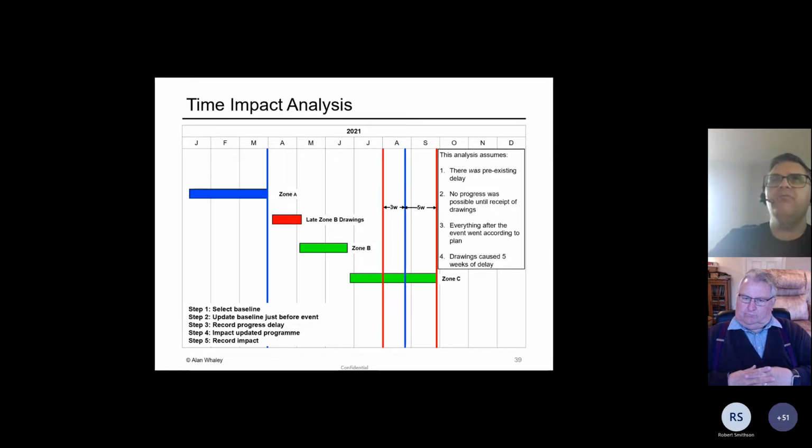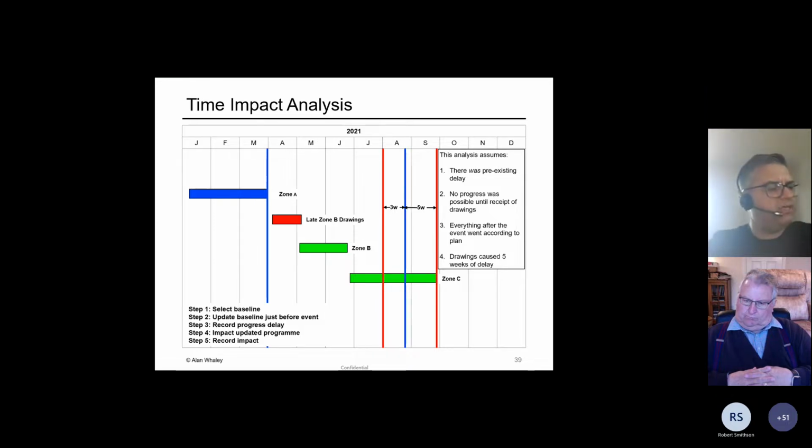Now, the challenge here is that we're relying on several assumptions. The first is that we think there's no progress that was possible until we received these drawings. The second is that zone B here must also delay zone C because that's what the program says. There's a logic link in the program. So without doing zone B according to the program, we can't possibly start zone C. And if all those assumptions are correct, then these drawings probably did cause 5 weeks of delay.